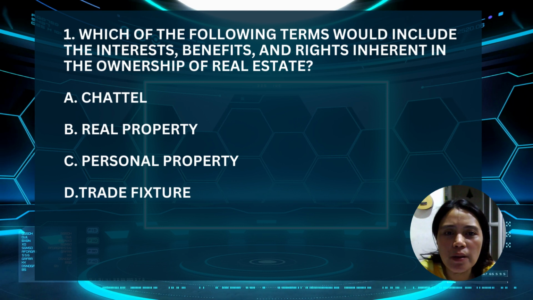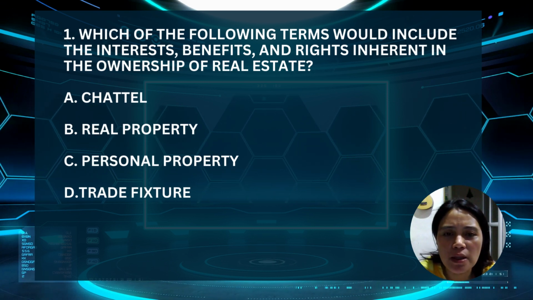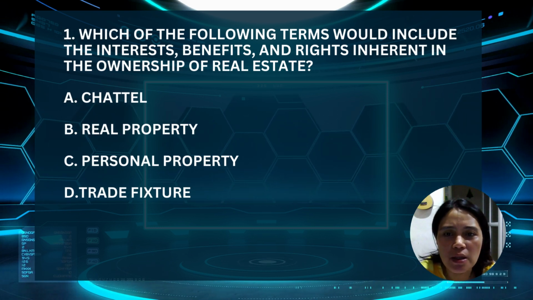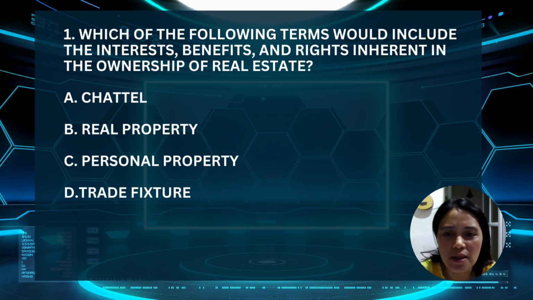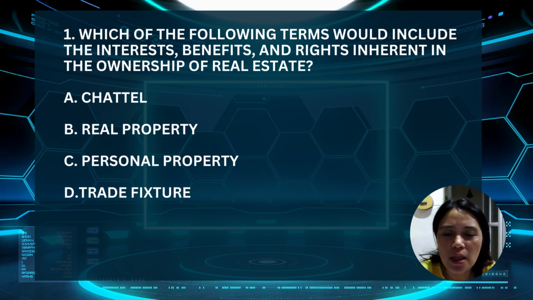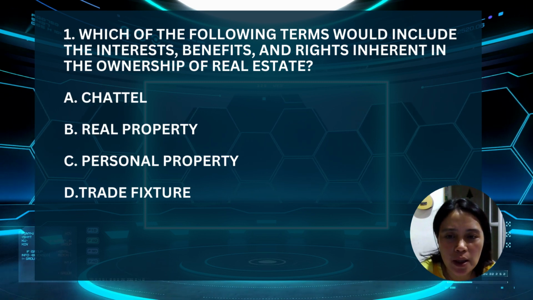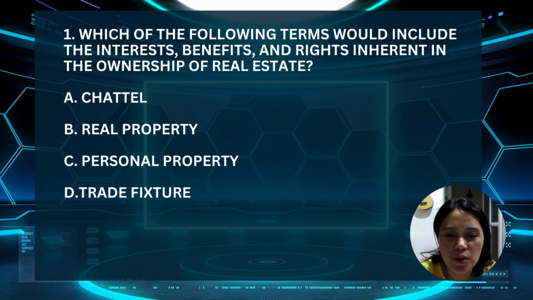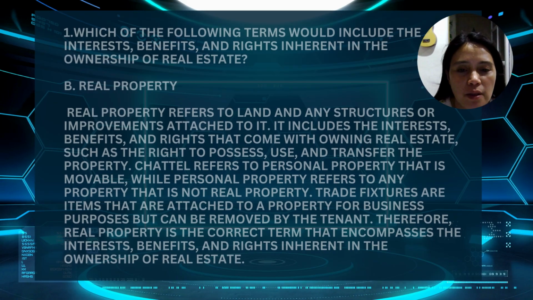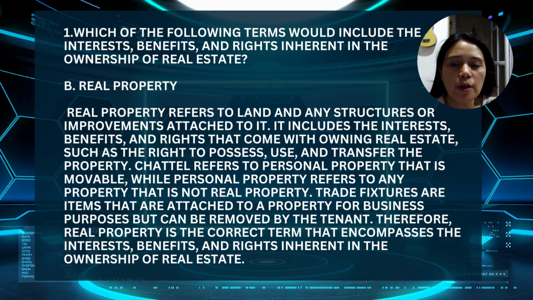Which of the following terms will include the interest, benefit, and rights inherent in the ownership of real estate? A. Chattel, B. Real property, C. Personal property, D. Trade fixtures. The answer is real property.